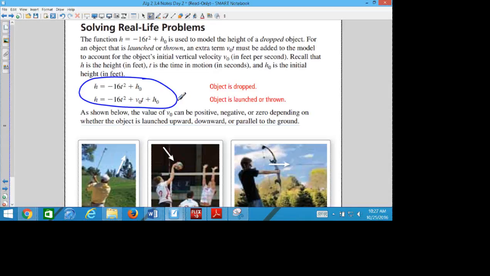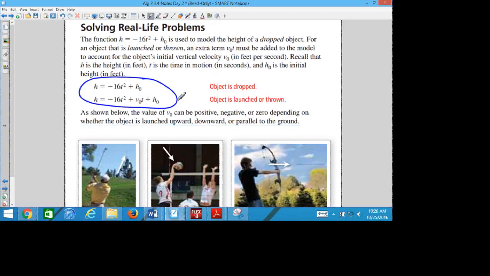Okay, so anyway, what I'm getting to is this equation is used a lot. The negative 16 part has to do with the gravity. That is where your gravity is factored into it. That number is always going to be negative 16 in these equations. And then we have t's. In both equations, there's t's.